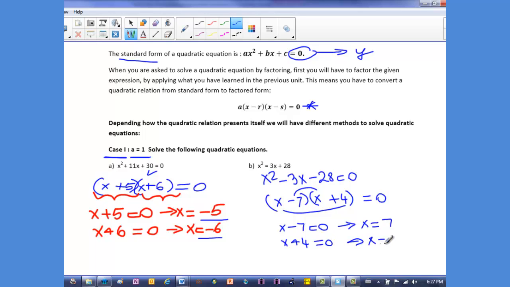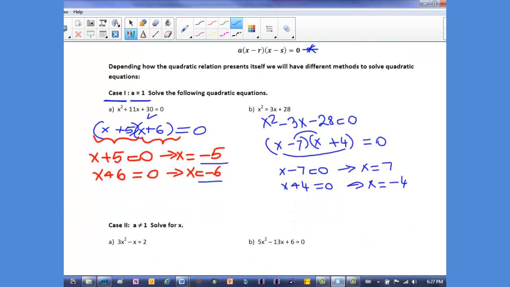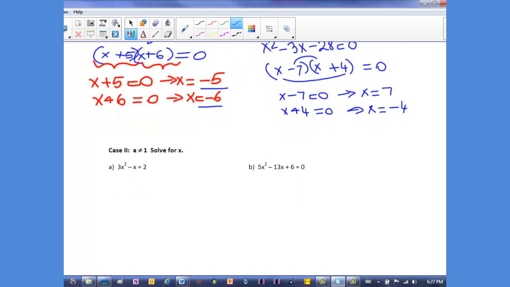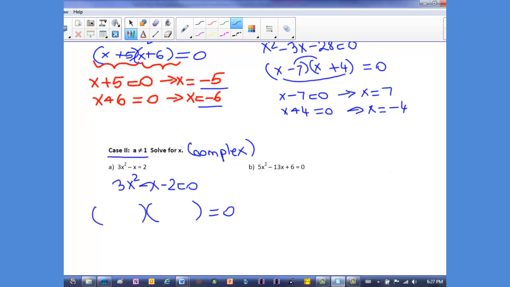x equals negative 4. Let's look at the second case of possible quadratic relations. When a is not 1, we call this complex factoring, if you remember, or complex trinomial form. So we have 3x squared minus x minus 2 equals 0. And we're going to factor by using guess and check and see what the two possible brackets look like. We can factor this one by guess and check.